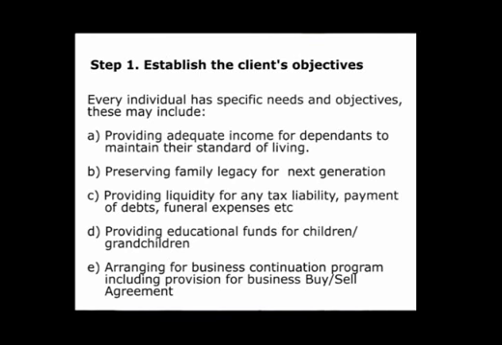So let's look at the steps in a bit more detail. An individual will have specific needs and objectives, and these may include providing adequate income for dependents, preserving the family legacy for next generation, making sure that there is sufficient liquidity to pay for any tax liability which may arise on the death of the client, providing for future educational funds for children and grandchildren, arranging for business continuation programs through the provision of buy and sell agreement.